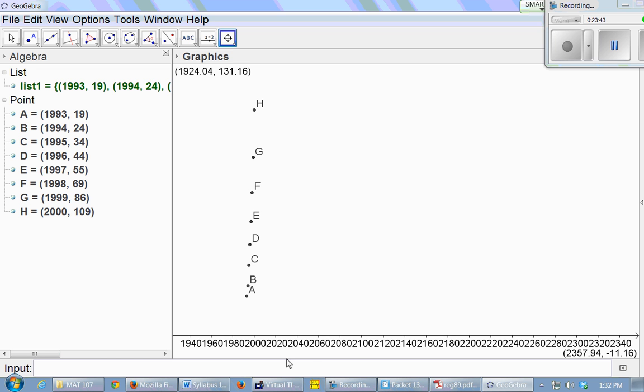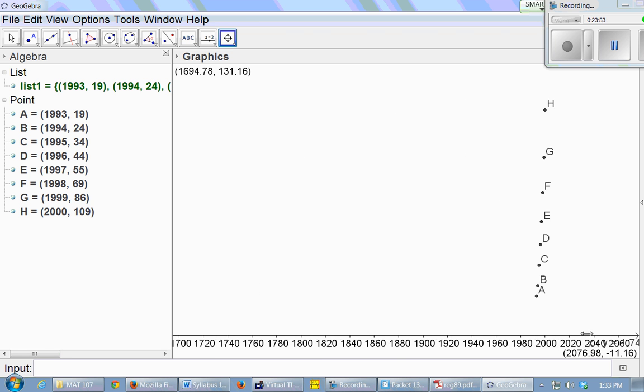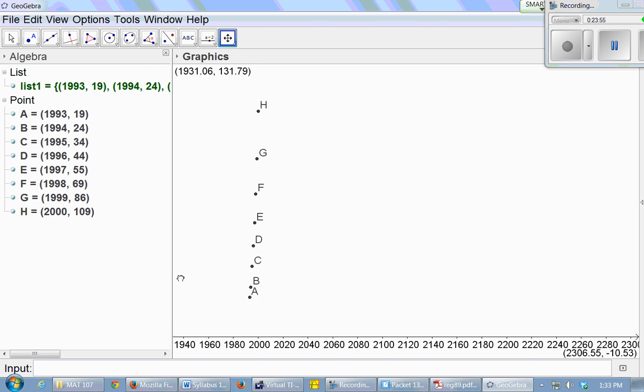Changing the scale, you just hover your mouse over the axis until you see a little double arrow, and then you click and hold it down and drag. Okay, it might be different in the app.